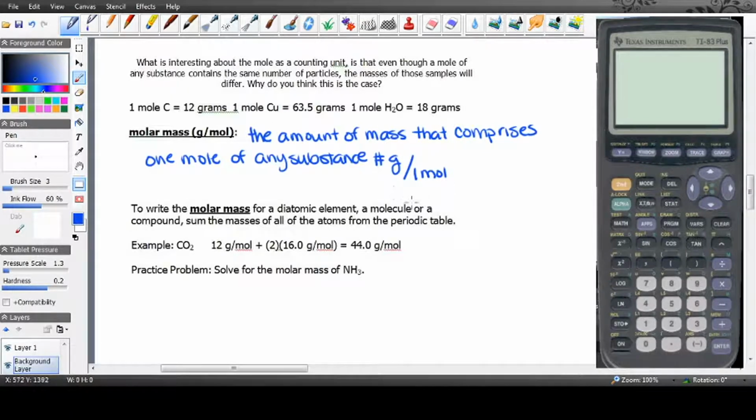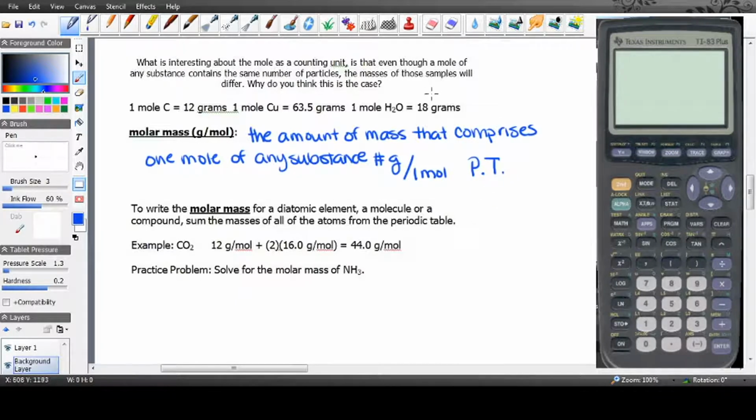Now, where do you think we find this number? On the periodic table. It's the same number as the atomic mass. It's just that the unit is not AMU. Okay, so the unit on the periodic table is AMU for atomic mass unit. That is the mass of one atom. Take that number and turn it into grams. Now it's the mass in 1 mole of that substance.